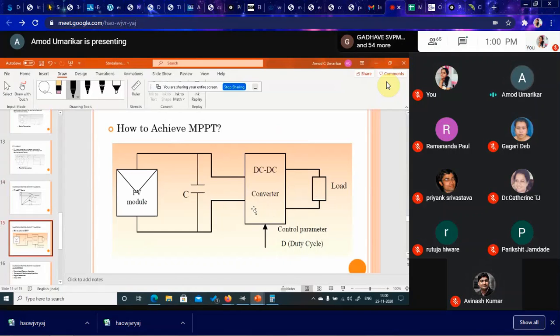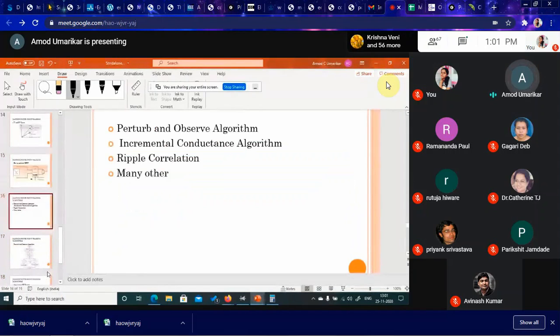Of course, when we use an inverter directly connected to this, then the modulation index is the one which we have to control for the MPP. The PV model will see only DC current from the DC link, but the inverter modulation index will achieve the maximum power point.